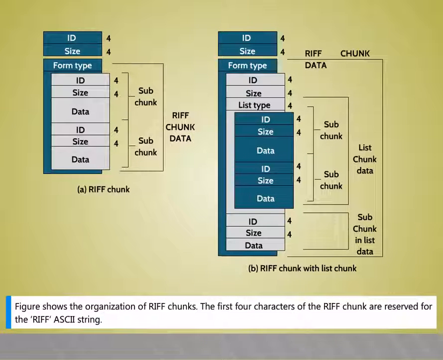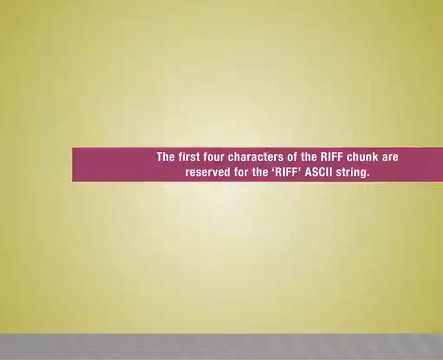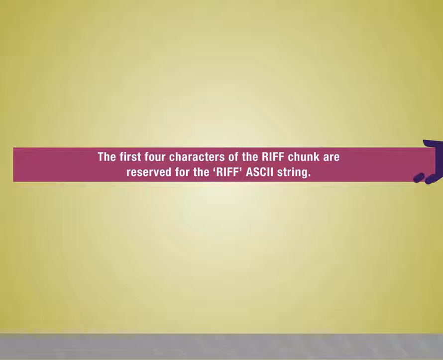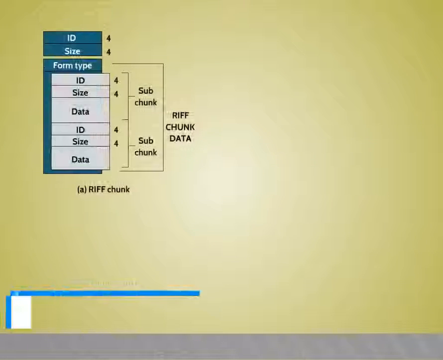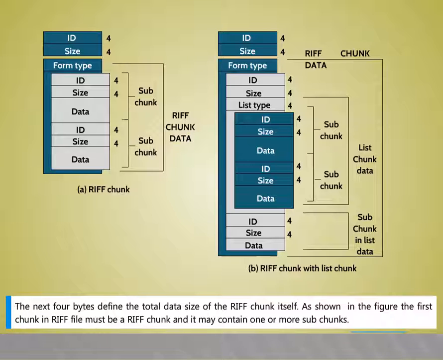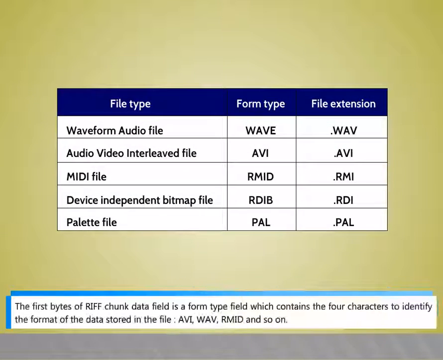The figure shows the organization of RIFF chunks. The first 4 characters of the RIFF chunk are reserved for the RIFF ASCII string. The next 4 bytes define the total data size of the RIFF chunk itself. The first chunk in a RIFF file must be a RIFF chunk and it may contain one or more subchunks. The first bytes of the RIFF chunk data field are a form type field which contains 4 characters to identify the format of the data stored in the file: AVI, WAV, RMID and so on.